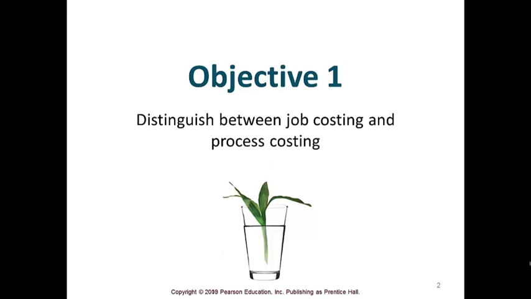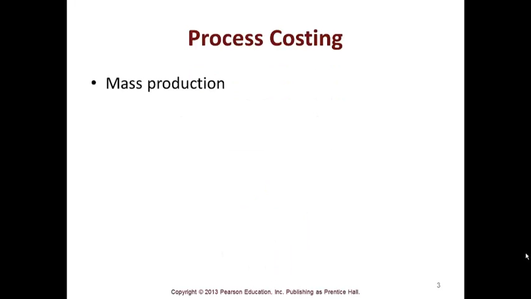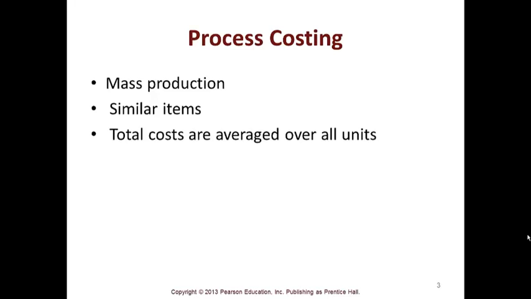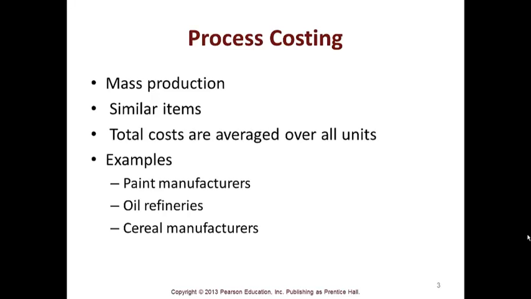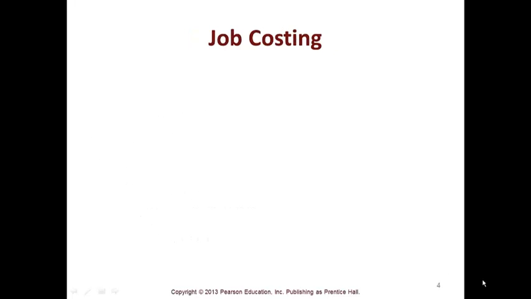The first objective is to distinguish between job costing and process costing. Process costing is mass production for similar items. Total costs are averaged over all units, and some examples are paint manufacturers, oil refineries, cereal manufacturers. Notice that the type of product is very process driven.